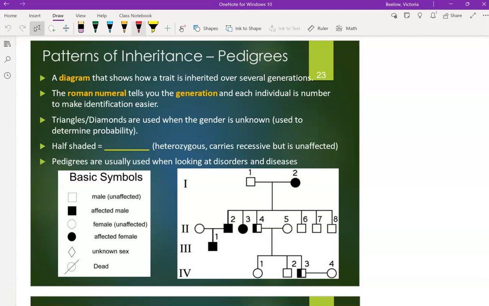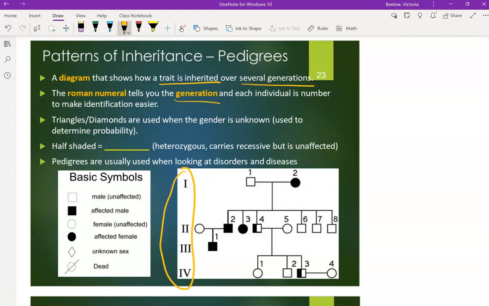So a pedigree is basically like a family tree. It's going to show us how a trait is inherited over many generations. And that trait could be, like in the homework, freckles. It could be some type of genetic disease like hemophilia or color blindness, any type of trait.